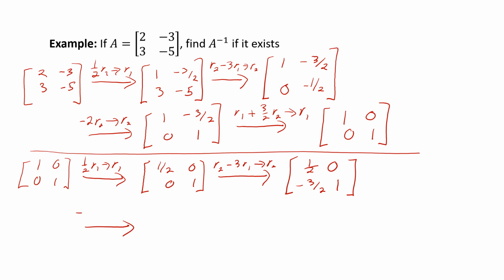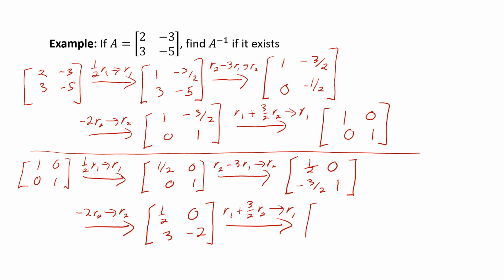Third row operation we did was negative 2 row 2 is the new row 2. So that gives us 1/2, 0, 3, and negative 2. And the final row operation we did above was row 1 plus 3 over 2 row 2 is the new row 1. What does that give us? That gives us 5, negative 3, 3, negative 2. So this is equal to A inverse.